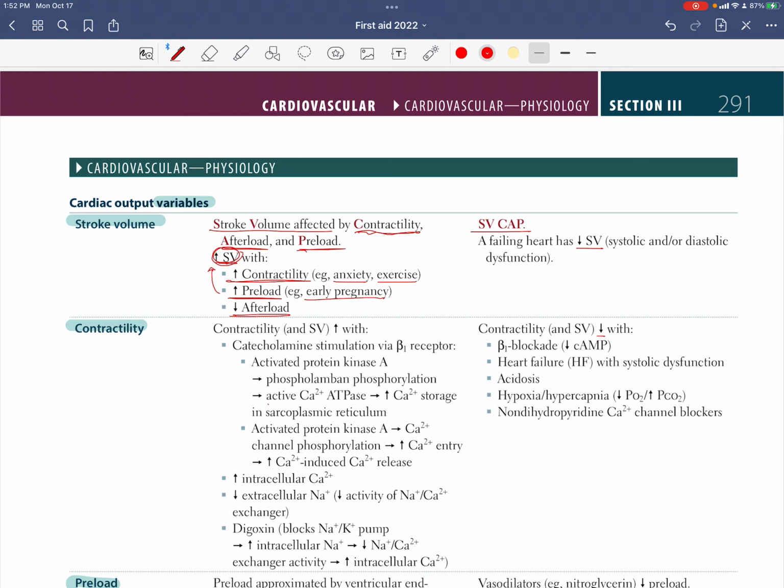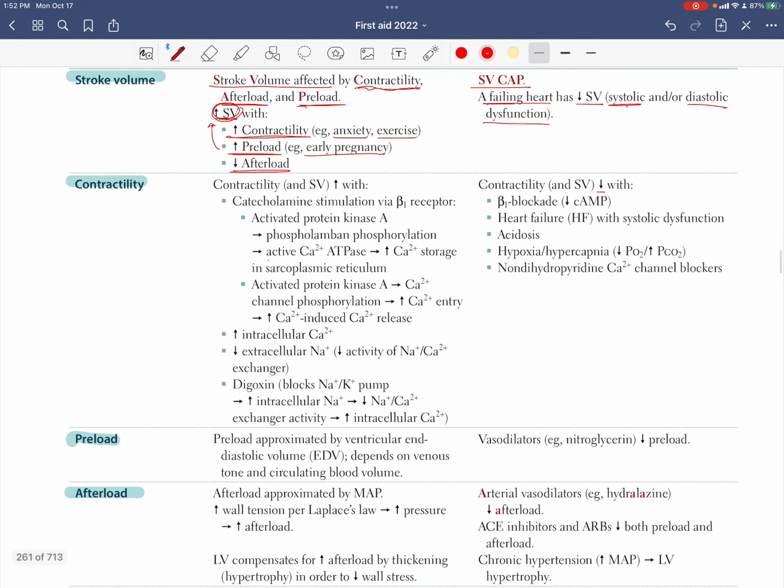So this is for memorization, but a failing heart has decreased stroke volume. That's common sense. If we have heart failure, then the heart loses its capability of pushing out much stroke volume, because it's a failing heart. That happens in case there is systolic and/or diastolic dysfunction.